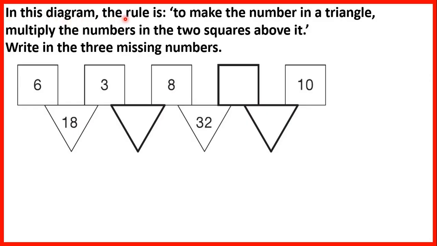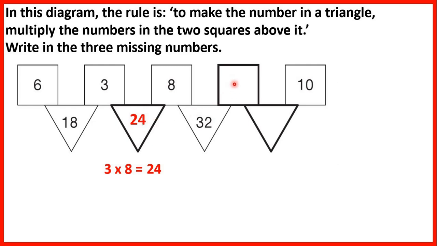In this diagram, the rule is to make the number in a triangle, multiply the numbers in the 2 squares above it. Write in the 3 missing numbers. So here we have 18 in the triangle, and that's because to make the number in the triangle, we multiply the numbers in the 2 squares above it, and 6 times 3 is 18. So to find the number in this triangle, we need to multiply 3 by 8, and 3 times 8 is 24, so that's the number in this triangle here.